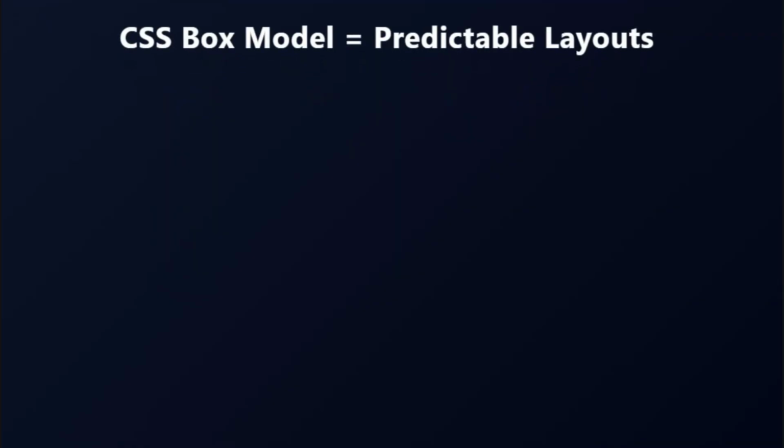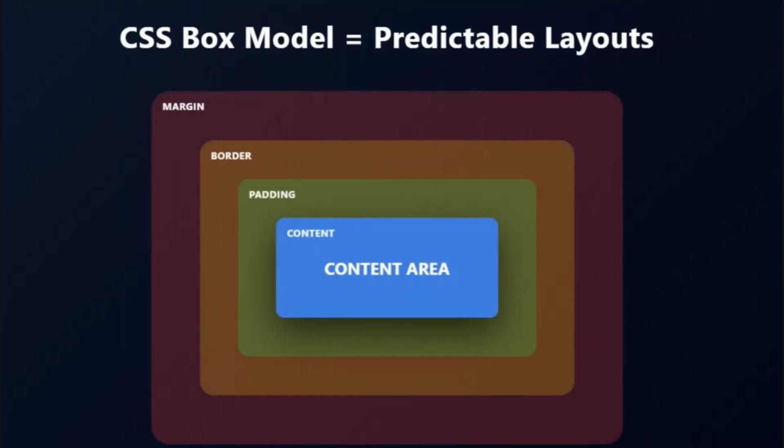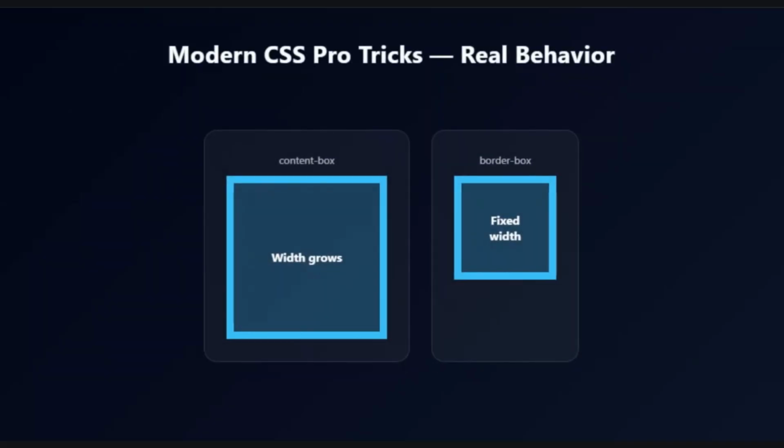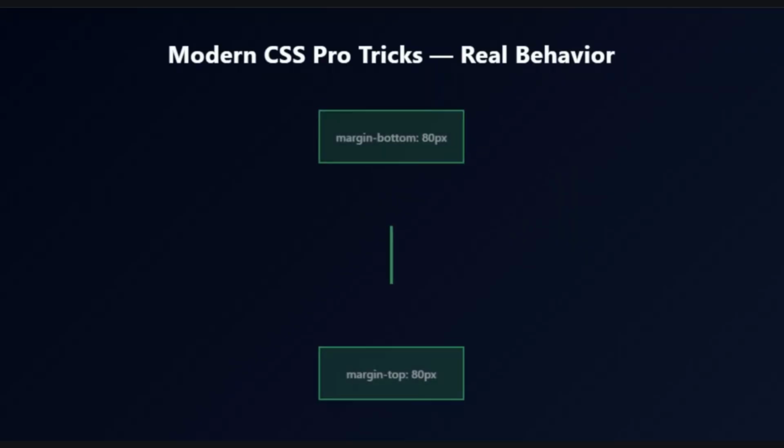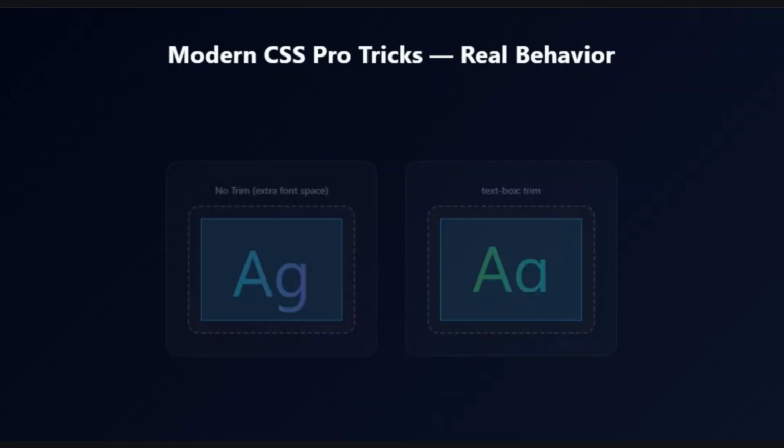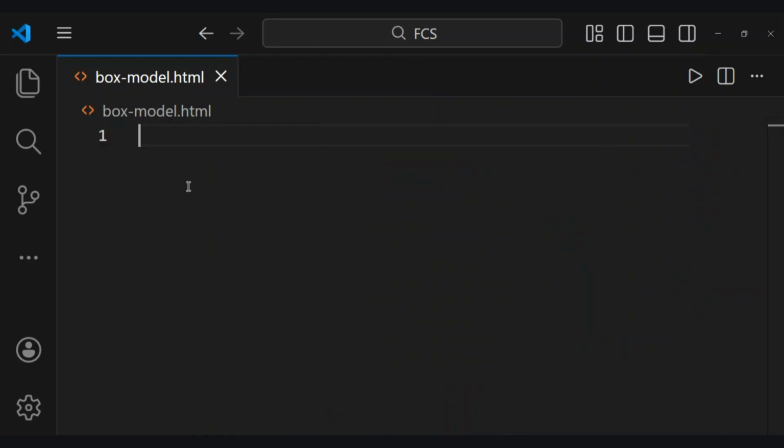Today, you will finally understand content, padding, border, and margin. Plus modern pro tricks like box-sizing: border-box, margin collapsing, and the new typography alignment feature, text-box-trim. Let's go from zero to hero.